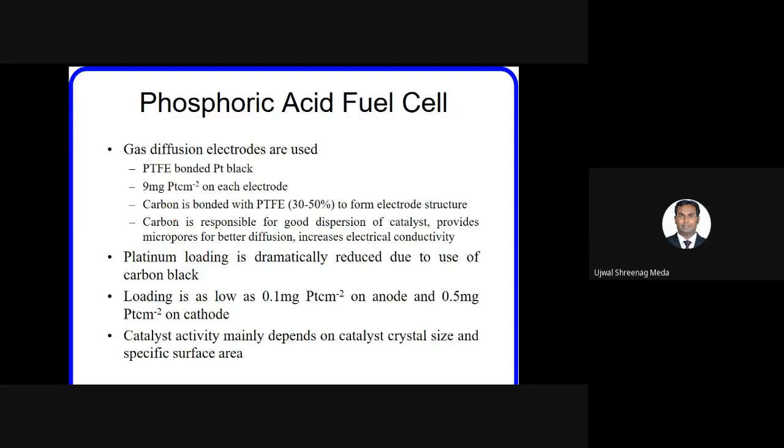Again, it depends on the electrode. If it is anode, certain loading is used, and if it is cathode, the loading might be different. In the beginning it was completely platinum, then they reduced the usage of platinum by using different substrates, and they brought it down to as low as 9 milligrams per centimeter square. Later it was further reduced down to 0.1 and 0.5 milligrams of platinum per centimeter square of anode and cathode respectively. So that is the extent to which the usage of platinum is reduced. It will have a huge impact on cost.